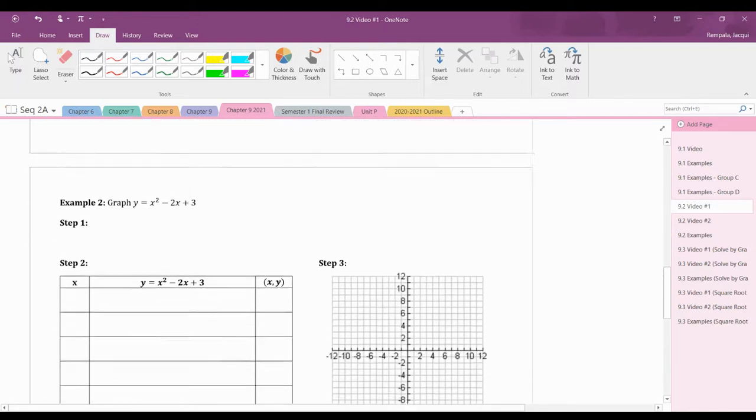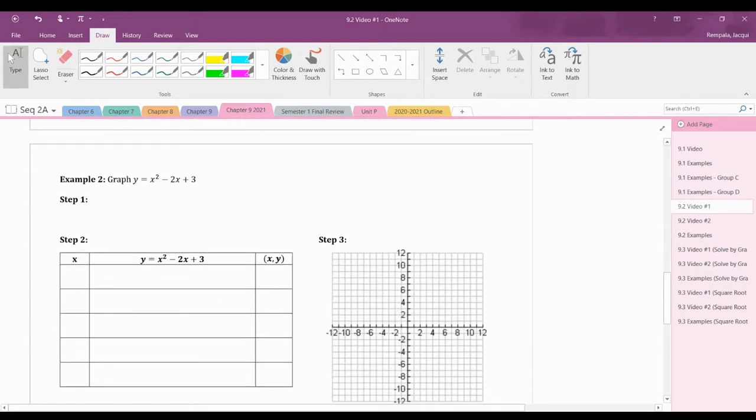Let's try another example. We want to graph y equals x squared minus 2x plus 3. So once again, the first step is identifying our a, our b, and our c. Notice that the a value, if I don't see any number in front of the x squared, is really positive 1. The number in front of x, don't lose the signs, in this case is a negative 2.